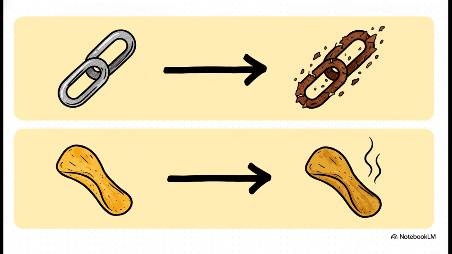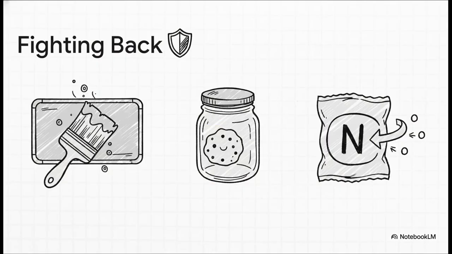Corrosion is that slow deterioration of metals, like iron turning to rust when it reacts with air and water. And rancidity, that's just the oxidation of fats and oils in your food, which leads to that stale taste and smell in old chips.